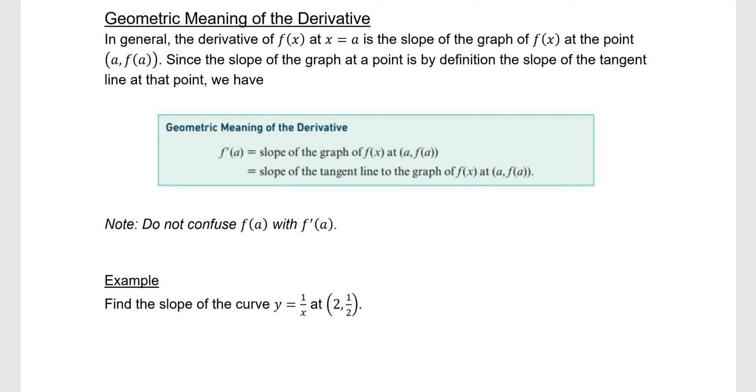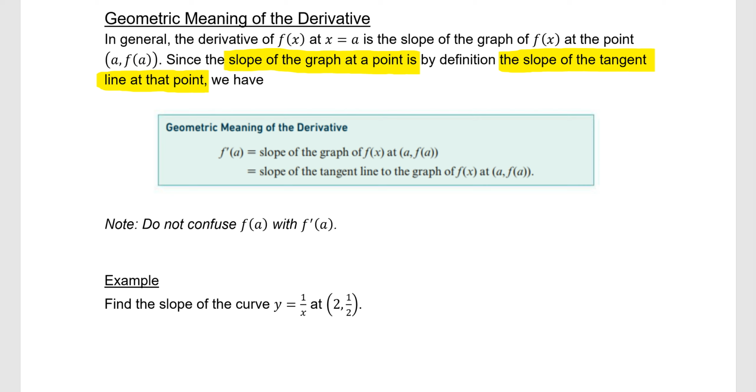So in general, the derivative of a function f of x at a point x equals a is the slope of the graph at the point a comma f of a. And the slope of the graph at the point is the slope of the tangent line at the point. That means we have this geometric meaning down here that f prime of a is the slope of the graph of f of x at a comma f of a, which is the slope of the tangent line there. So pretty much exactly what we just said, but just more formally written out here.